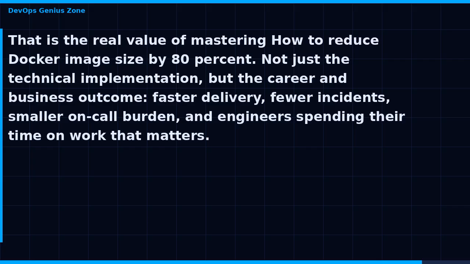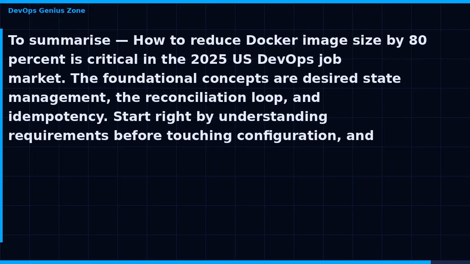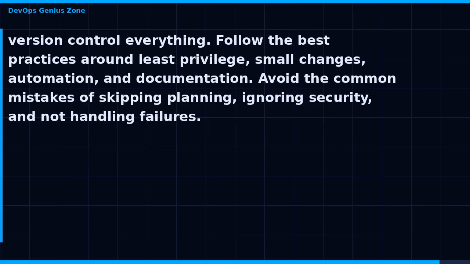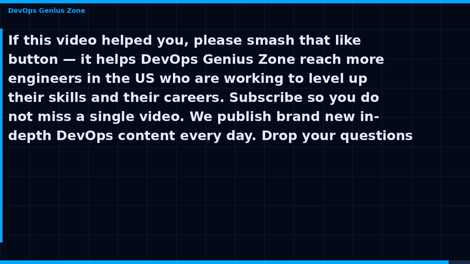To summarize, how to reduce Docker image size by 80% is critical in the 2025 US DevOps job market. The foundational concepts are desired state management, the reconciliation loop, and idempotency. Start right by understanding requirements before touching configuration, and version control everything. Follow the best practices around least privilege, small changes, automation, and documentation. Avoid the common mistakes of skipping planning, ignoring security, and not handling failures.